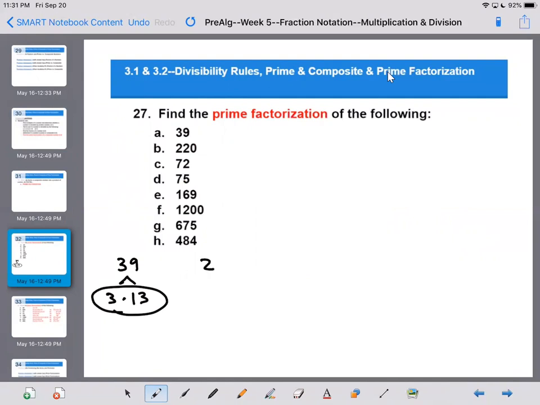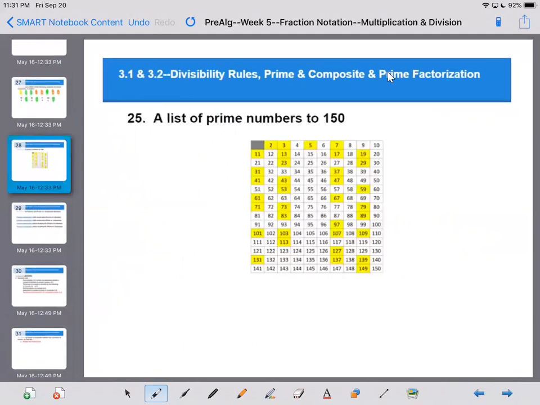Take 220. Well, I notice it ends in 0. So we could always start with what things that we notice. I know it's going to be 10, and I know it's going to be 22. So 22 times 10 gives me 220. Well, I need to take 10 and simplify it and find the factors of 10 that I'd like to get to prime numbers, and 2 and 5 are both prime. 22 would be 2 and 11. So 2, 5, and 11, and notice they're all prime. So we know that those are prime numbers.